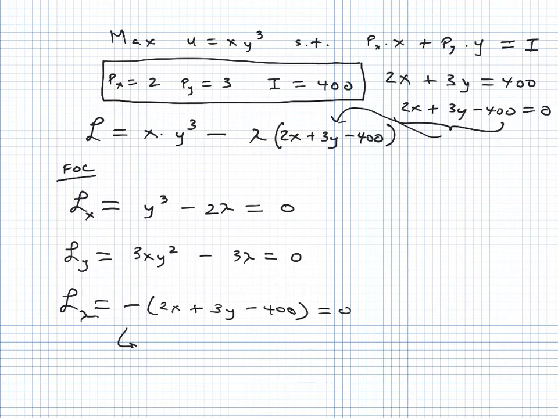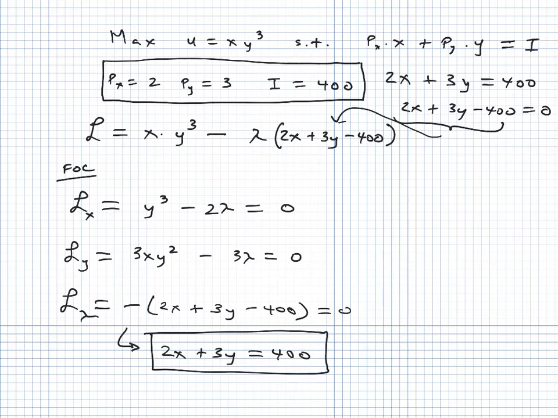I'm going to take that third first order condition and simply rearrange the terms to give me my constraint back. And I'm going to put a box around that equation and label it as equation 2. I'm going to need that in just a few seconds, so we'll come back and work with that. But let's turn our attention to the first order condition. You'll notice I can rearrange this in the following way. Y cubed over 2 equal to lambda. And then the second first order condition I can also rearrange.